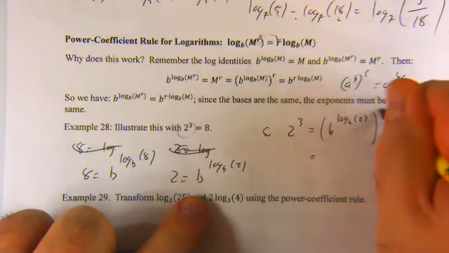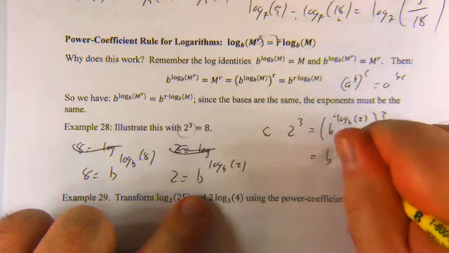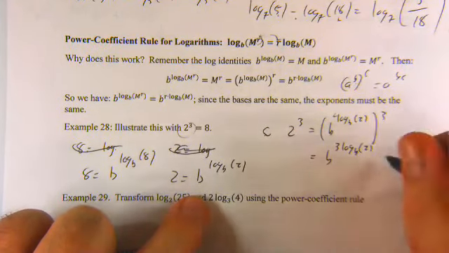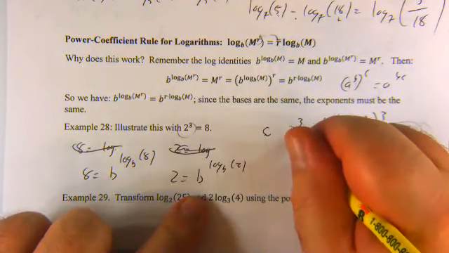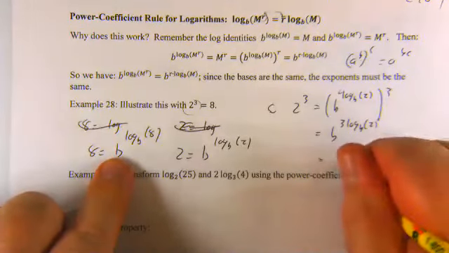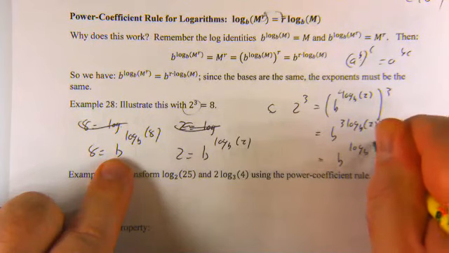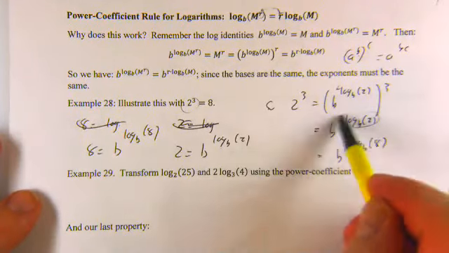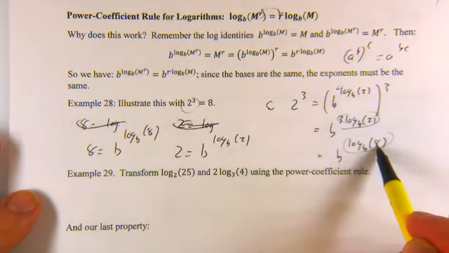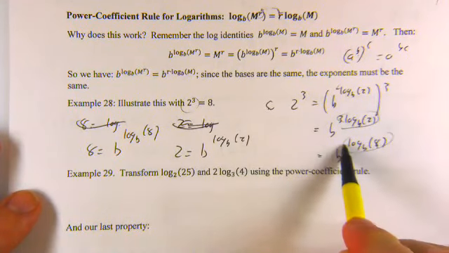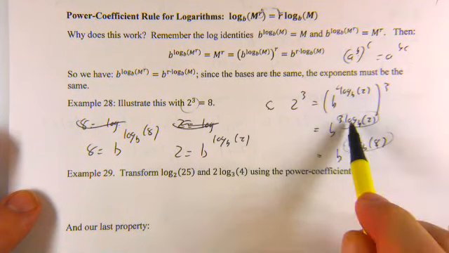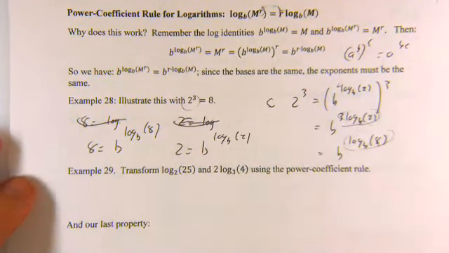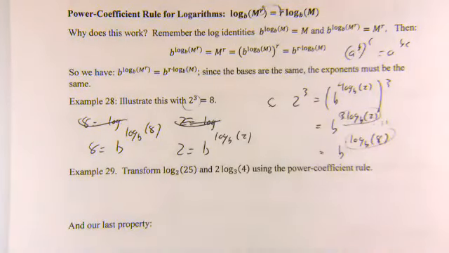Now I can just multiply this 3 times the exponent and get that. But we also know that 2 cubed is equal to 8. And so this thing is the same thing as this. 8 is 2 cubed. I can take the 3 out front of the logarithm and rewrite log base b of 8 as 3 log base b of 2, because these two things have to be equal.